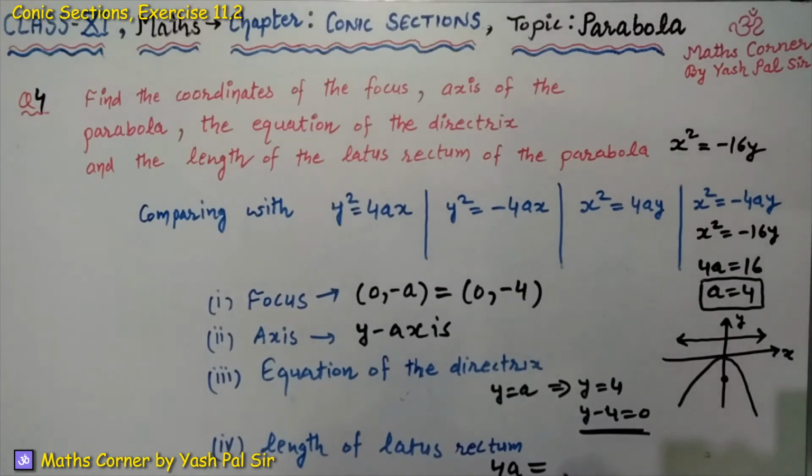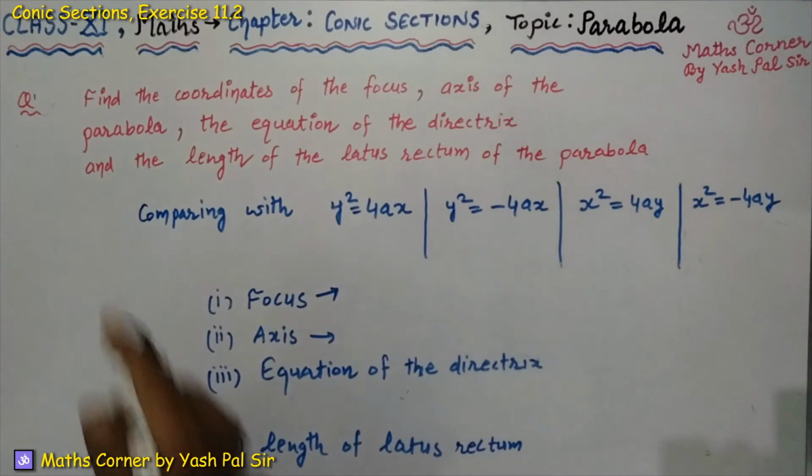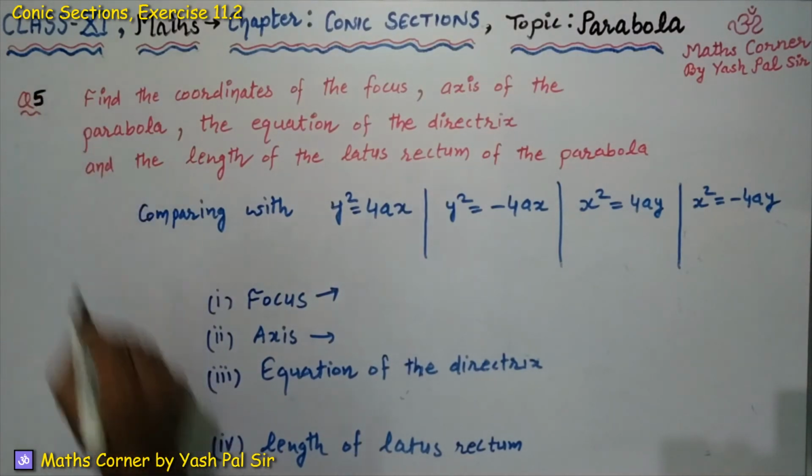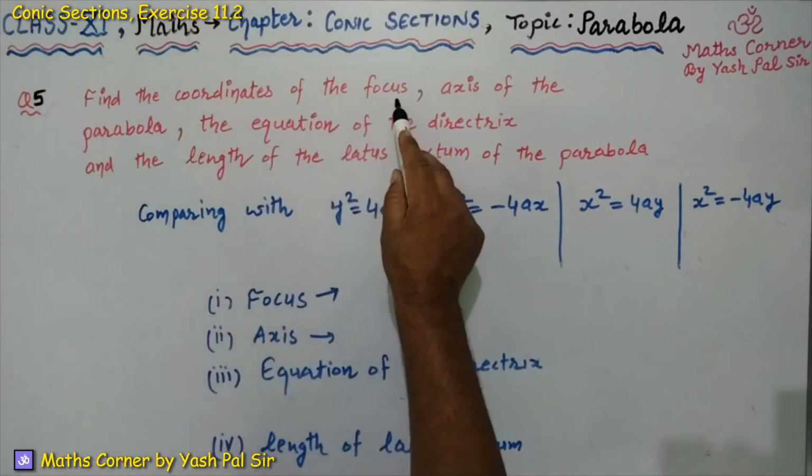So what is the latus rectum? The length of latus rectum is 4a. 4a means 4 into 4 equal to 16 units is the length of latus rectum. Now next question. Question number 5.